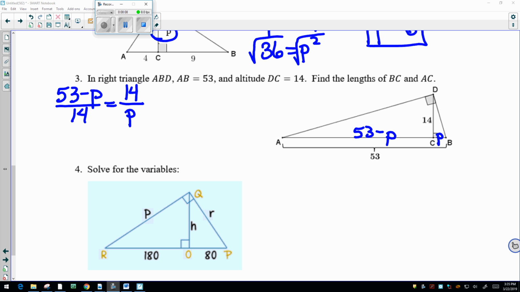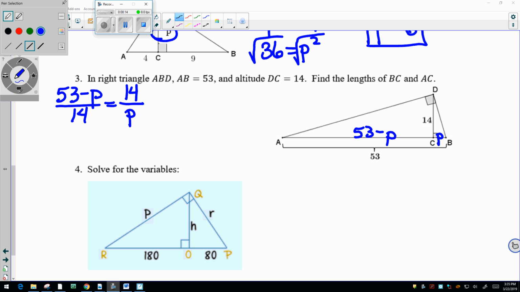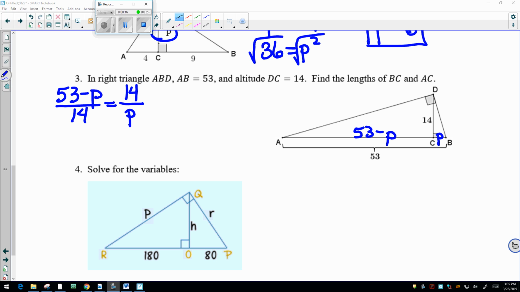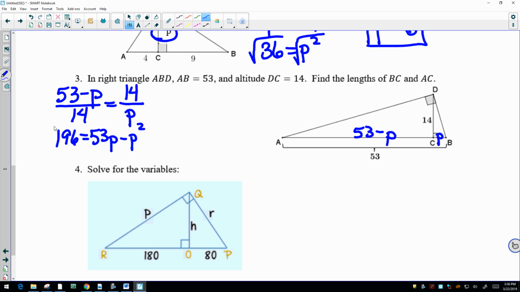So we need to cross multiply in order to solve. And when we do this, we have to be careful. Now this is going to get a little difficult with our algebra, but we can do this. So 14 times 14, we're going to get 196. Over here we have P times 53, so there's 53P. And then P times negative P is negative P squared. So I have a squared term, I have a term to the first power, and a constant.